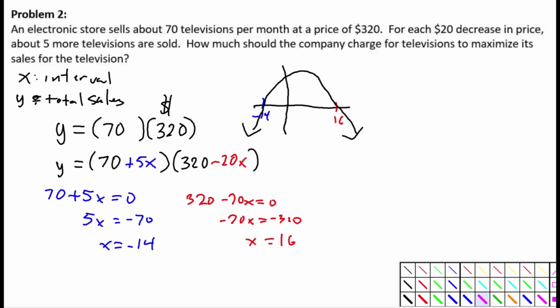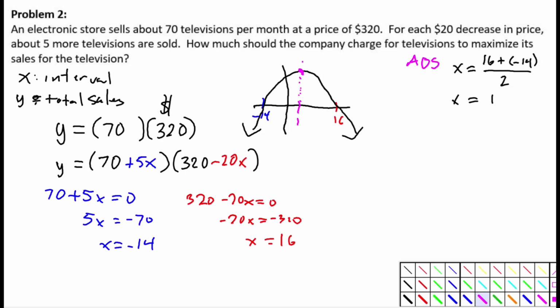So what are we looking for in this problem? We're looking for the vertex. We're looking for the maximum price that we can sell these for. And again, if it's in factored form and I know my roots, then I'm just going to find my axis of symmetry. So let's add those roots up. What is 16 plus a negative 14? And then divide by 2. That's 2 divided by 2 is 1. So guess what? My axis of symmetry will be right here at 1.